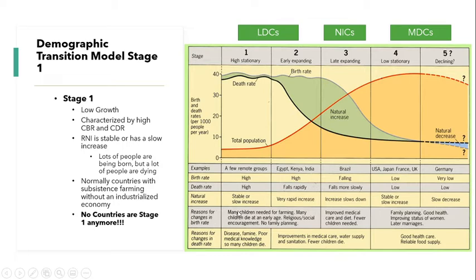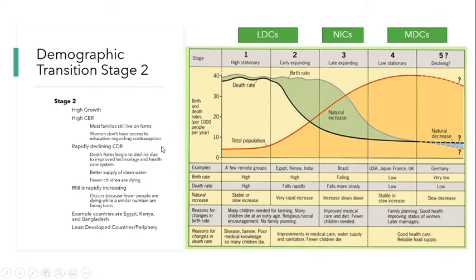Reasons for changes for birth rate. Many children are needed for farming. Many children died at an early age. Another reason would be religious or social encouragement, and they have no family planning in this stage. Reasons for changes at death rate. Disease. Lots of disease. Famine. Lots of famine. Poor medical knowledge. So many children die.